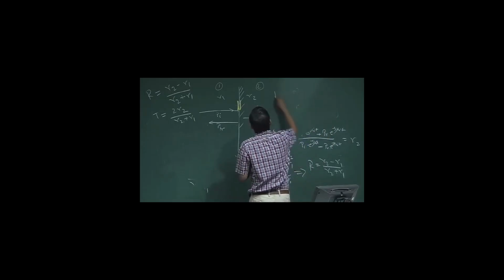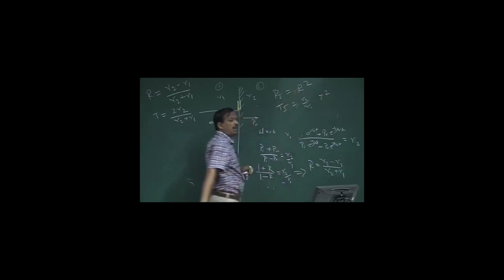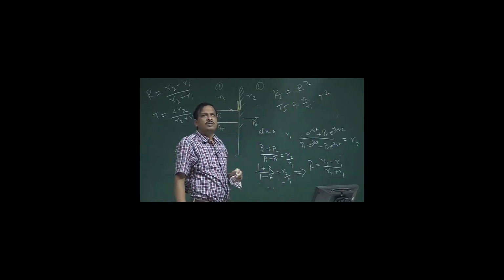Okay. Now, what is Ri? Ri, the intensity coefficient, is nothing but R square. And Ti is nothing but R2 by R1 into T square. So, I know the T value, I know the R value, so I can find out the Ri, the intensity coefficient. Now, if I put in the conditions, let us see what conditions are available.